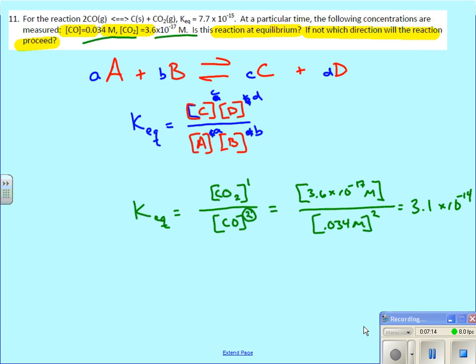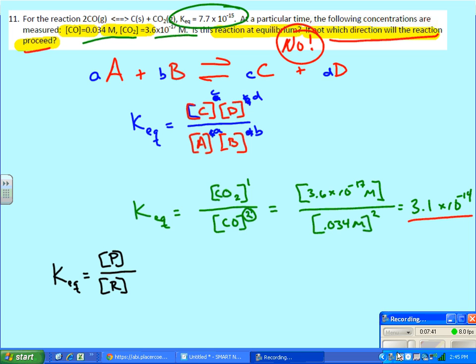So remember, the scientist is coming in and asked, is this reaction at equilibrium? And the literature value is saying the equilibrium constant should be that 7.7 times 10 to the negative 15th. Our scientist is finding his or her measurements give us this. So they're not the same number. The answer then is, are we at equilibrium? No, we're not at equilibrium. So the next question is, well, what's happening if we're not at equilibrium? Which direction is the reaction proceeding?